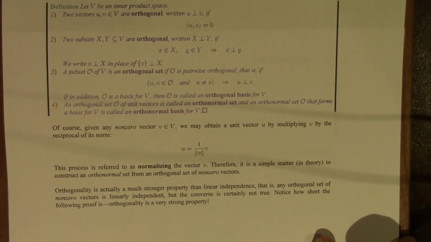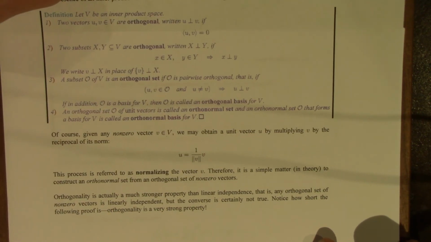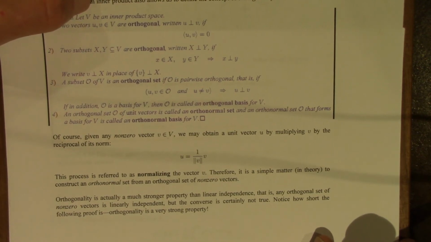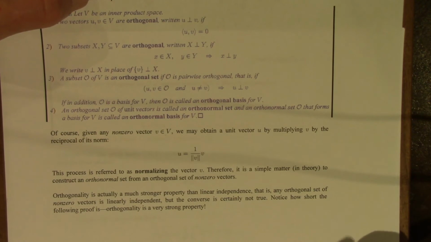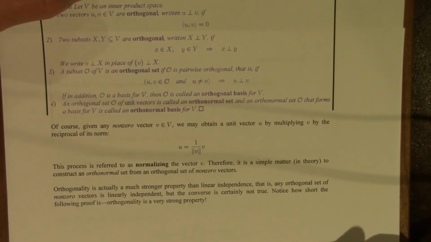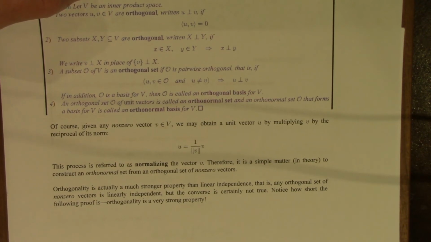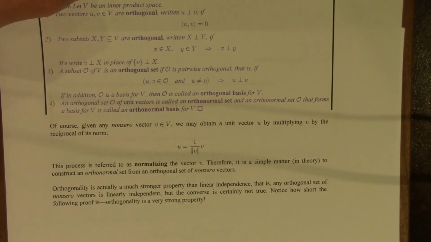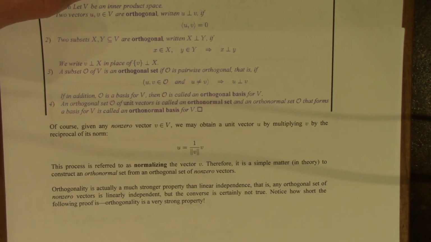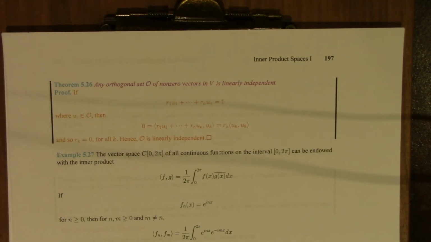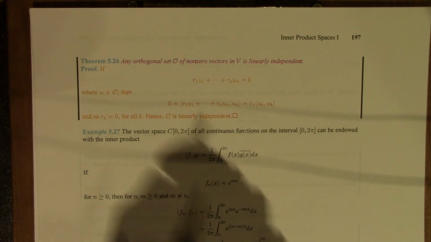Orthogonality is a very strong property. It's much stronger than linear independence, for example, because every orthogonal set of non-zero vectors is linearly independent. But the converse is certainly not true. You can have linearly independent subsets of R2, for example, that are not orthogonal. And the proof here is quite short.